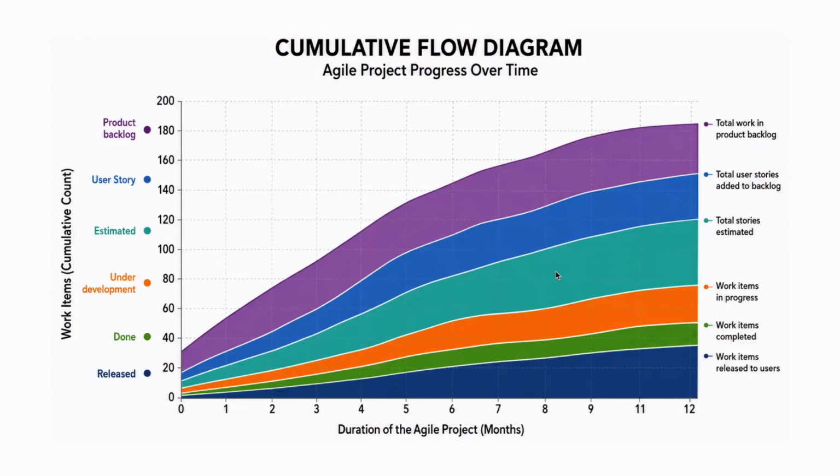That is user story, estimation, everything is done. And here, the features, the user stories, work in progress. And here it is the work items completed. And the last one is the work items released to the users. So this gives the complete picture of the work items in an agile project. So this is a good tool which will help us to monitor and control the product backlog grooming.